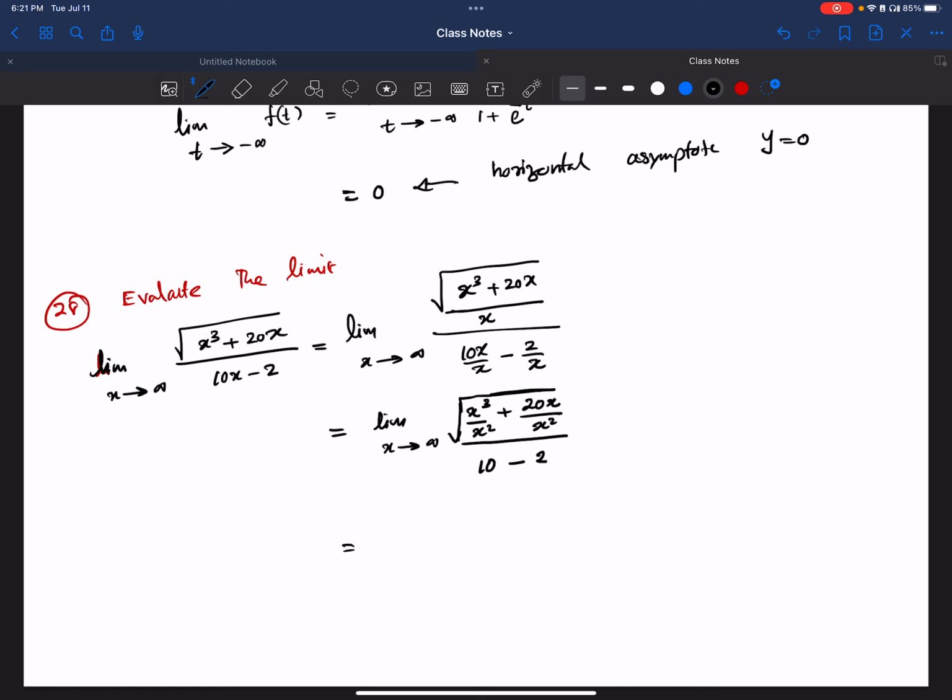So we have limit x goes to infinity. Within the square root sign, you have x plus 20 over x, divided by 10 minus 2. So this goes to infinity because x goes to infinity. This goes to 0. So x goes to infinity, and then everything goes to infinity.